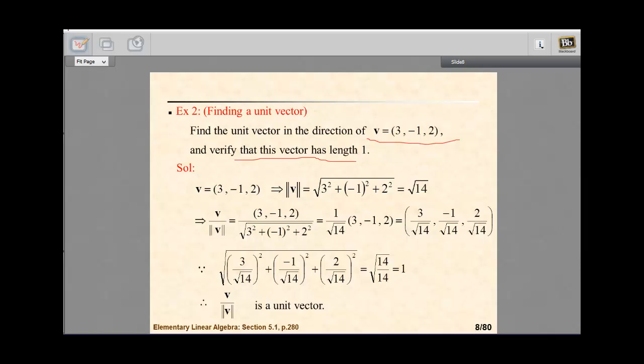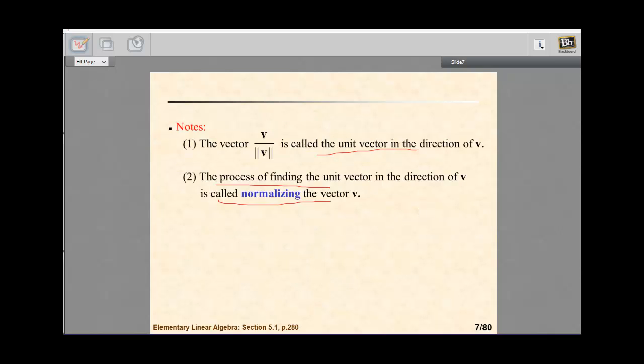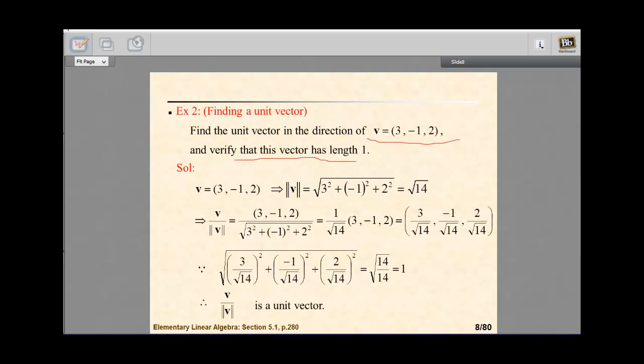So what we did, we know the formula of the unit vector. If you see the previous slide, this is the formula to find the unit vector: v upon norm v. First of all we are given v here, and we have to find the norm of v. We know how to find the norm of v: under root 3 square plus 1 square plus 2 square.